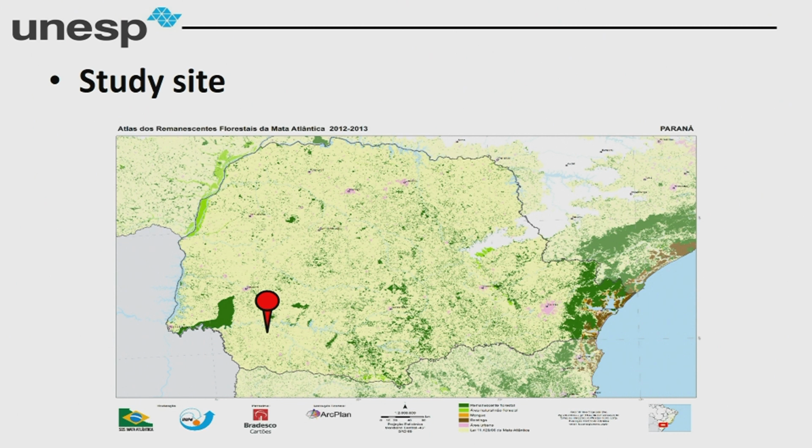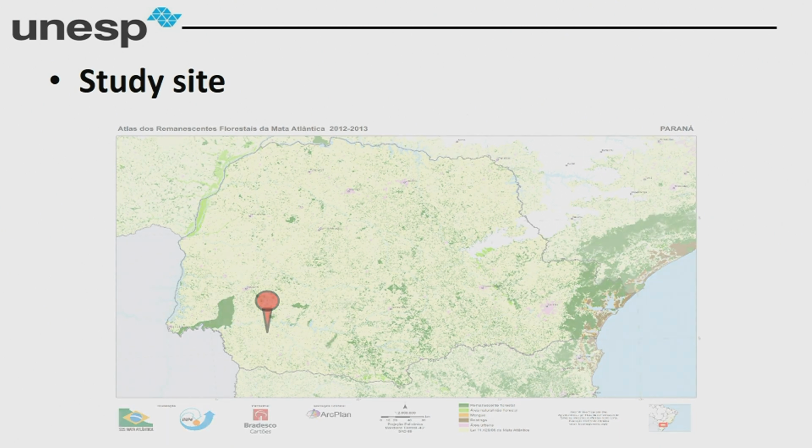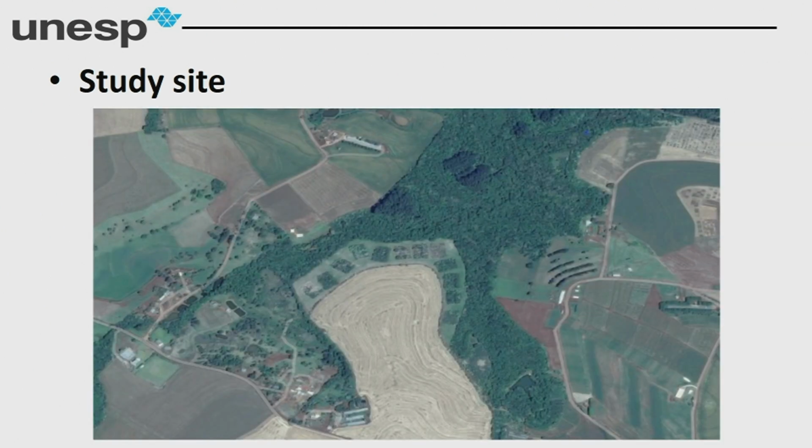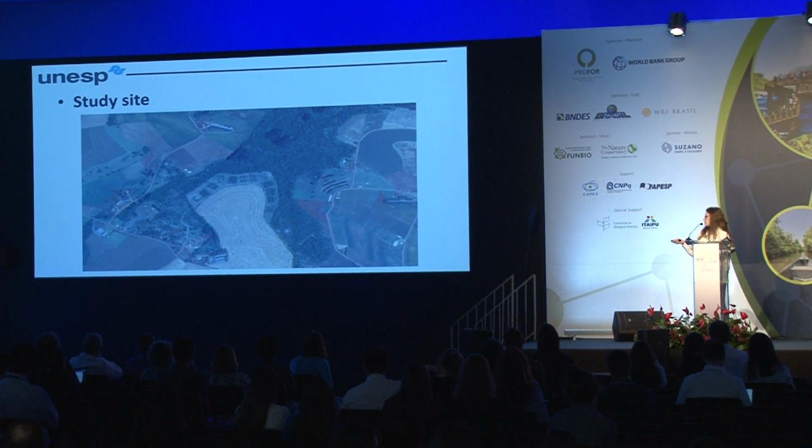So the study site was located at Paraná State, more specifically in this spot. This is a satellite image of the area, and here we have the plots. And I brought this image because you can see the landscape around it. So we had a lot of crop and pastures, but we still have a forest remnant right here.